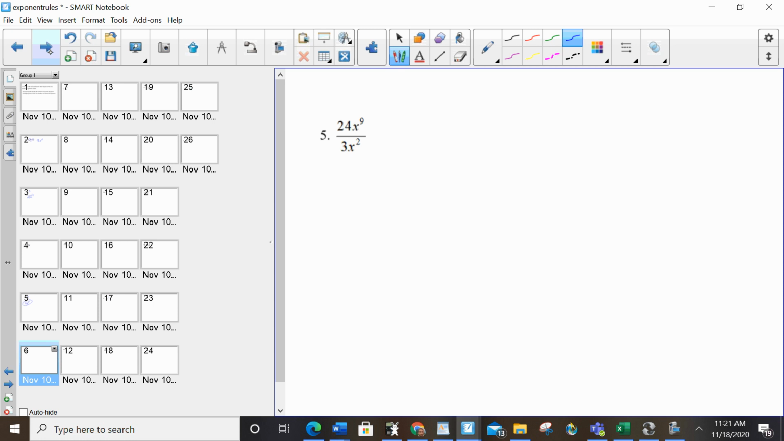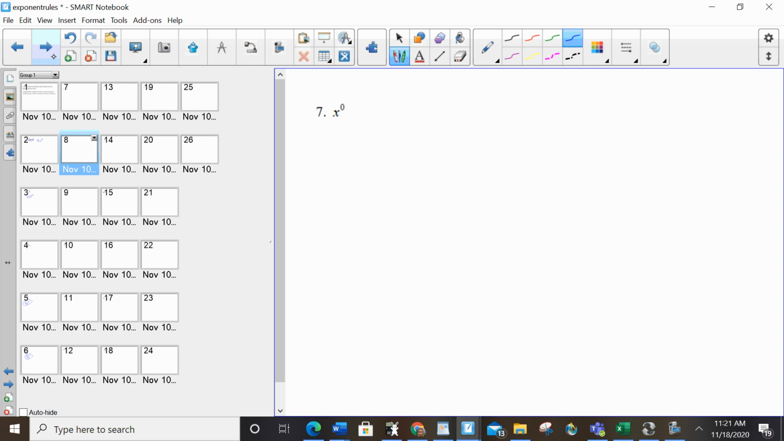When you're dividing, you divide the coefficients. 24 divided by 3 is 8. You subtract the exponents. 9 minus 2 is 7. That's your answer. All right, we'll skip past 6. You'll try it on your own later.